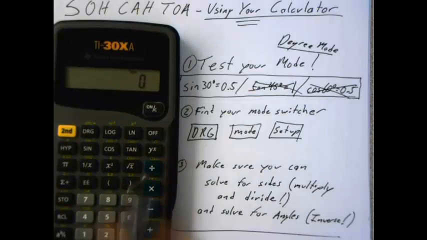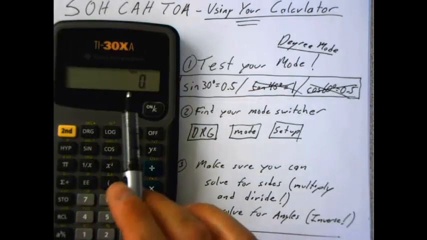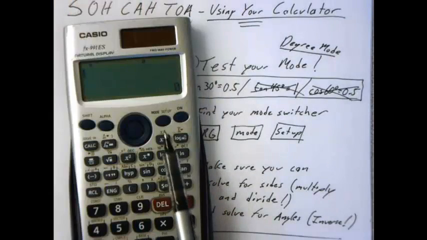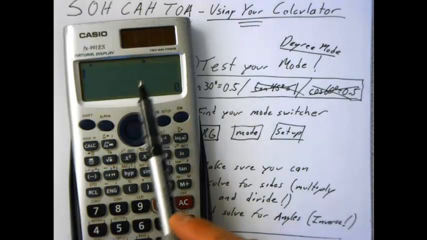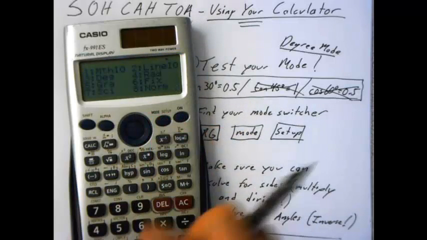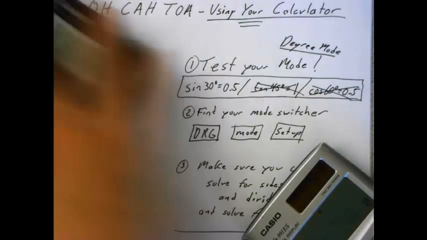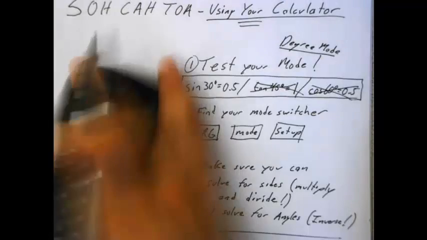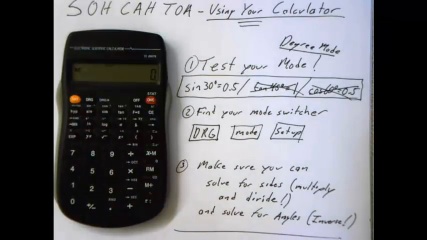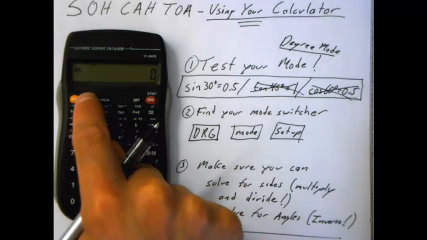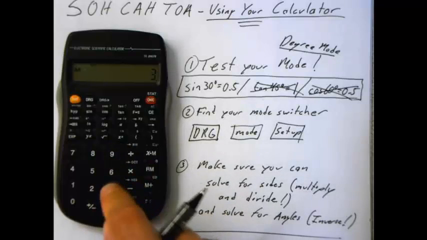This calculator also has a DRG and has a degree. Easy. This one is a little bit more difficult. I've got to go into setup for this one. Now, it looks like that's G up there, so I hit shift, and then I hit setup, and there's degree there. This one's already in degrees, has the DRG button down here, and this little guy is in grads. So, DRG, degrees, DRG grads, flip it into degrees, take 30 and hit sine.